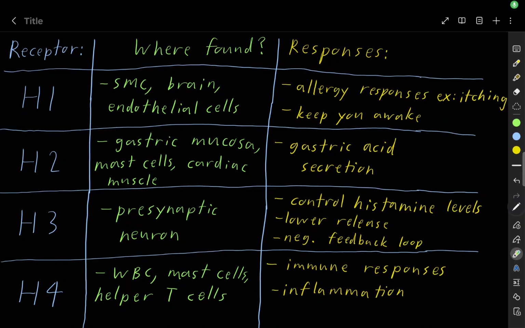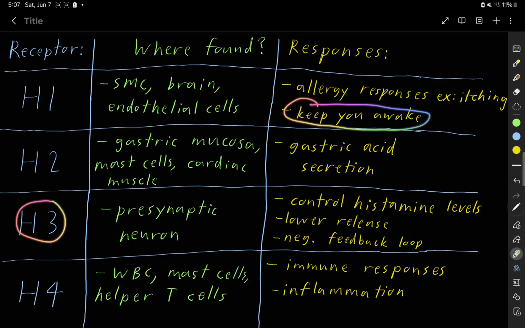One thing to note is that because H3 receptors lower histamine release in order to keep levels under control, they're lowering the amount of available histamine to bind onto your other histamine receptors. And because of that, they can effectively lower some of histamine's responses. They can kind of counter it. So for example, histamine normally goes and binds onto H1 receptors to keep you awake. But because H3 receptors lower the release of histamine, they can counter this and therefore cause sleepiness.